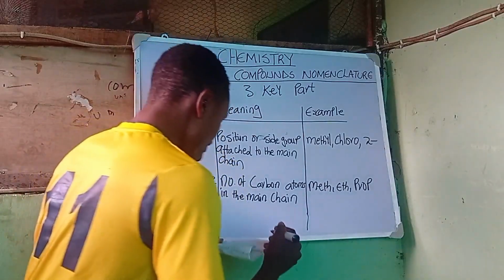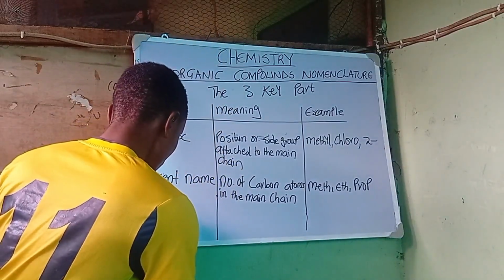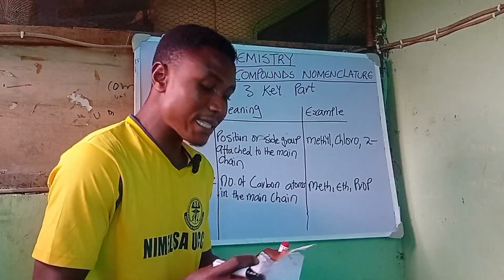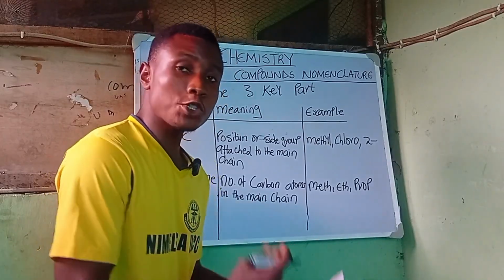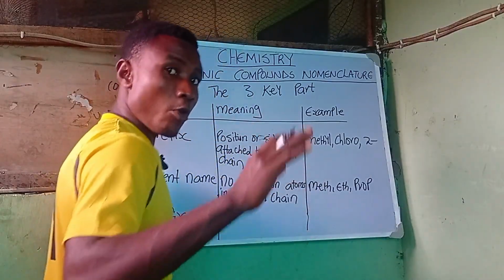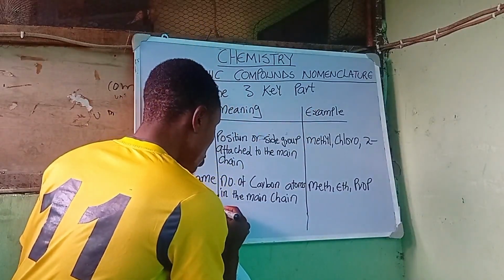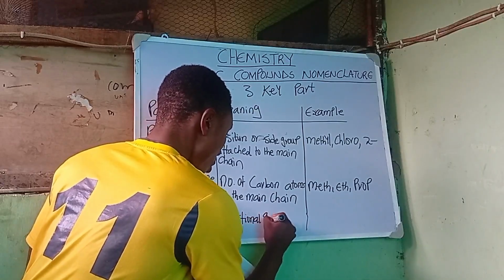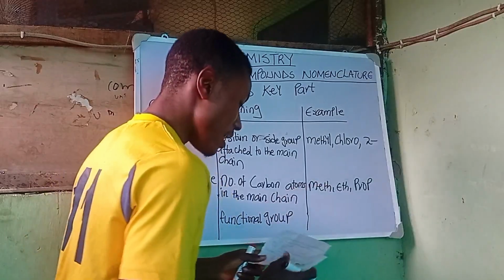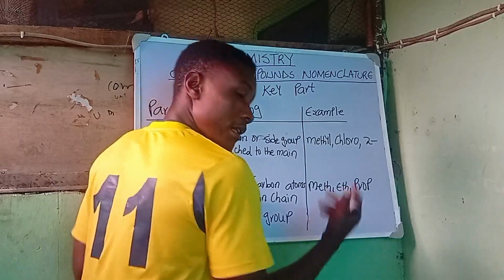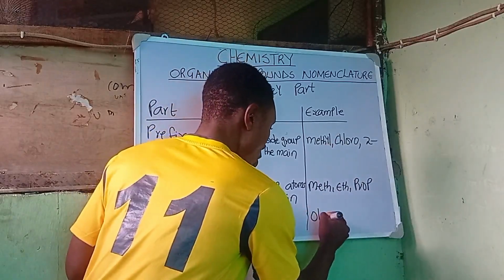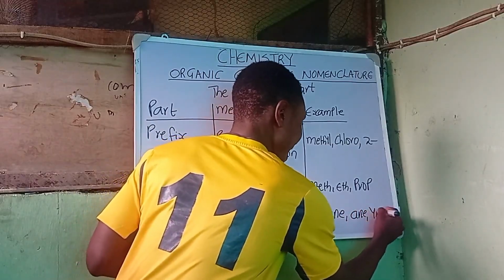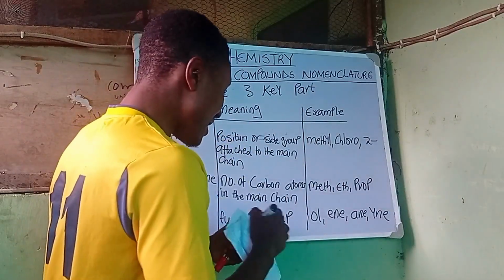And the last is the suffix. The suffix simply means the type of compound or the functional group that is found in that particular name. So we say functional group, or the compound that is found there. Examples of this functional group can be the -ol, it can be the -ine, and it can be the -ene.